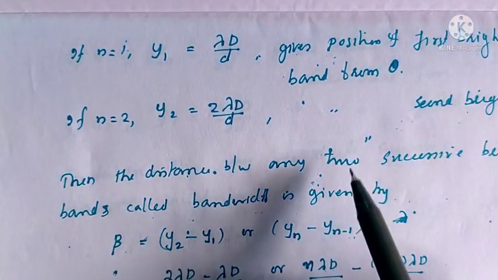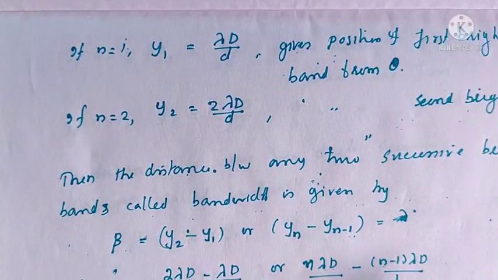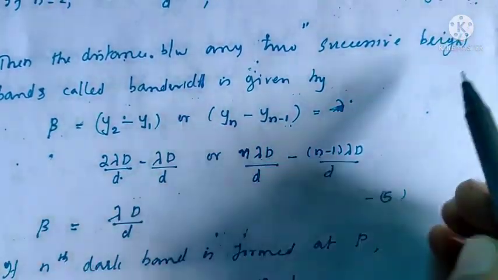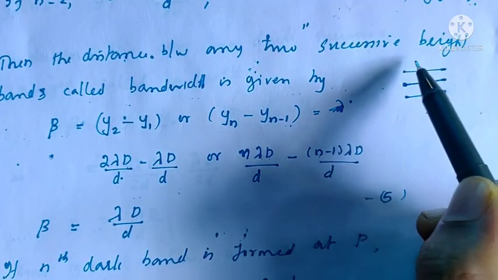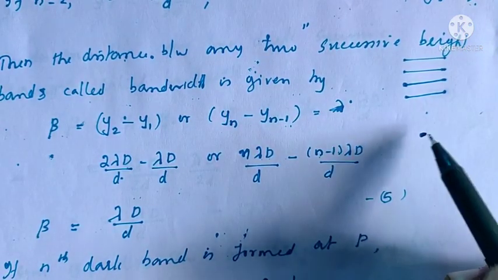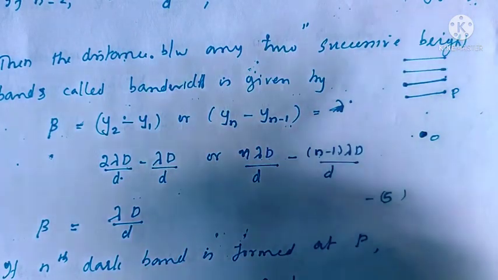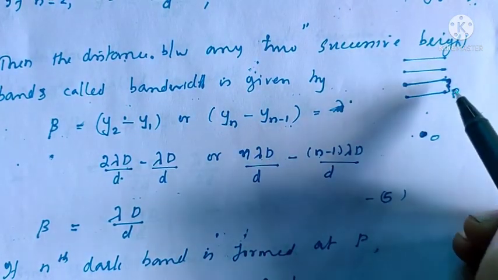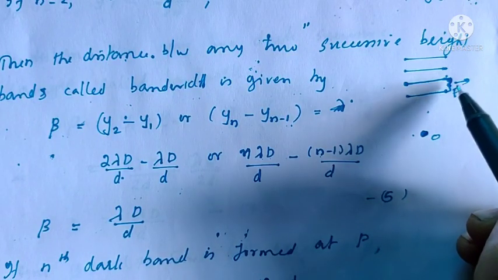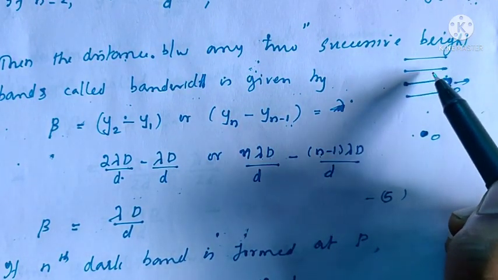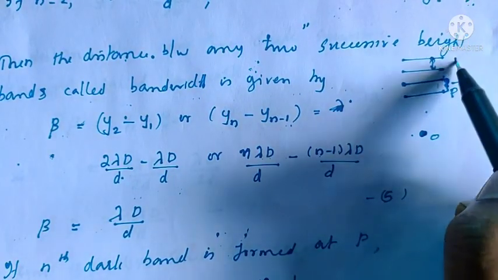The distance between any two successive bright fringes will give you the bandwidth. So we will get on the screen the first bright fringe, the bands, and second, third, fourth, etc. This is the point O. This is the point P. This is the first bright fringe, this is second, third, etc. And the distance between any two successive fringes will give you its bandwidth. So this is the bandwidth. This can be between any two. So the separation or distance between these two fringes will give you the bandwidth beta.